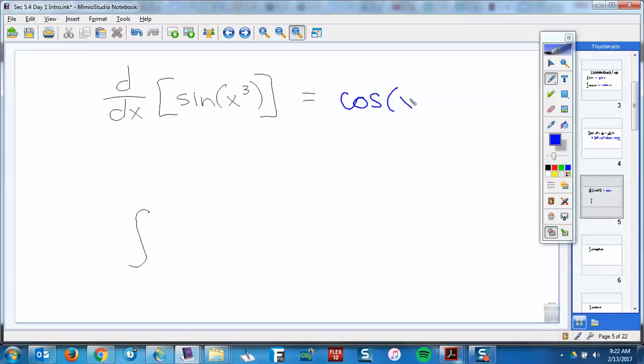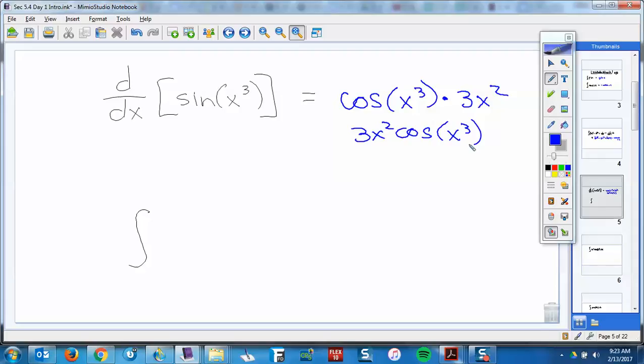Cosine of x cubed times 3x squared. And we would usually rearrange that. We'd write 3x squared and then cosine of x cubed, right? We all okay with that? The old chain rule, right?